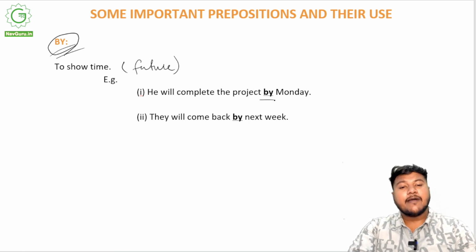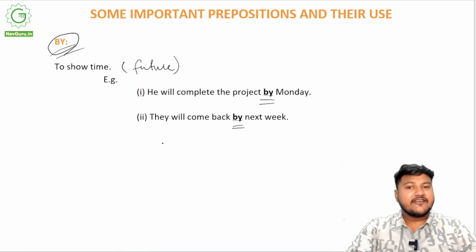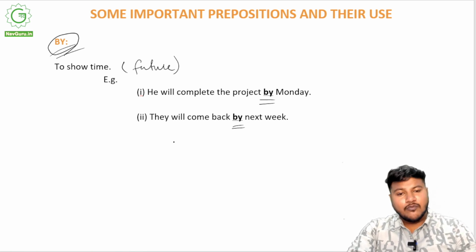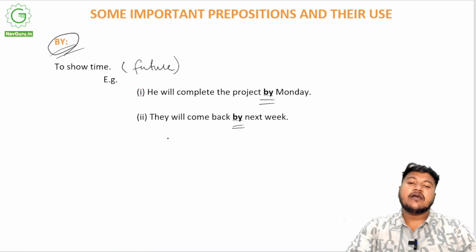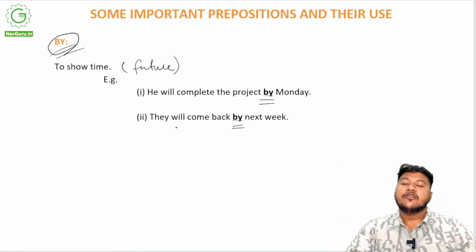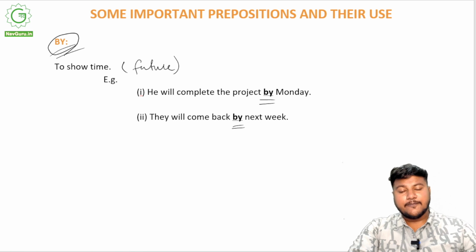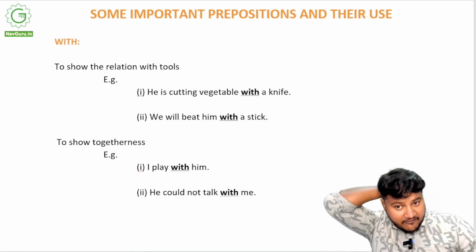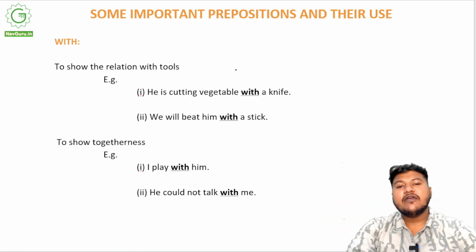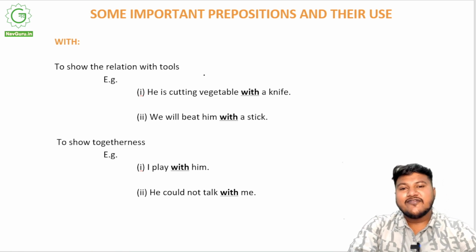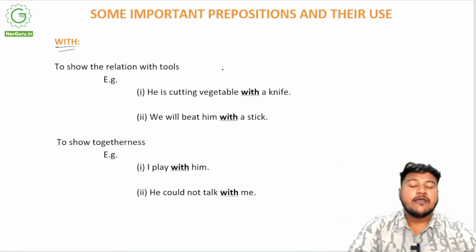He'll complete the project by Monday. They will come back by next week. You should complete the syllabus by next month. Revise the chapter by tomorrow, right? So whenever you are using future tense denoting time, you can use by to go with it. Next up, we have with. Now with is very common, again a very important tool, very important preposition.